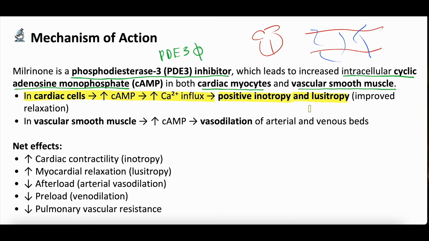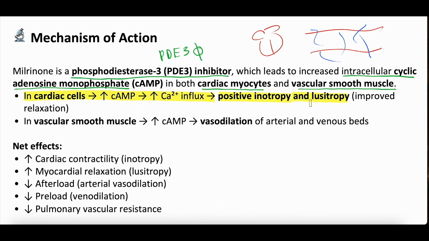And then really interestingly, it also increases lusitropy, or relaxation. So not only does it cause the heart muscle cells to squeeze harder and increase contractility, also known as increased inotropy, it also causes them to relax more afterwards, which increases lusitropy, or relaxation.